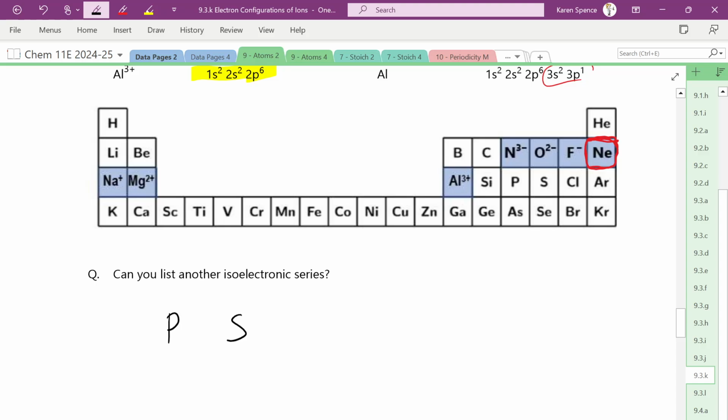Phosphorus, sulfur, chlorine, argon, potassium, calcium, and we're just going to leave it at that. What would our charges be? Phosphorus 3 minus, 2 minus, minus, 0, plus 1, plus 2. Okay?